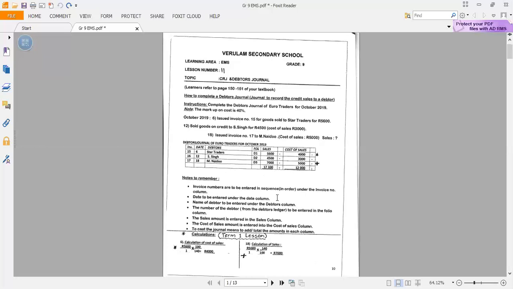Now, learners, remember to cast the journal, we are going to add vertically. So we total the amounts in each column vertically. The total under my sales column is 17,100 and the total amount in the cost of sales is 12,000 Rand. So learners, I hope you are following me. We are now going to go on to page 11.